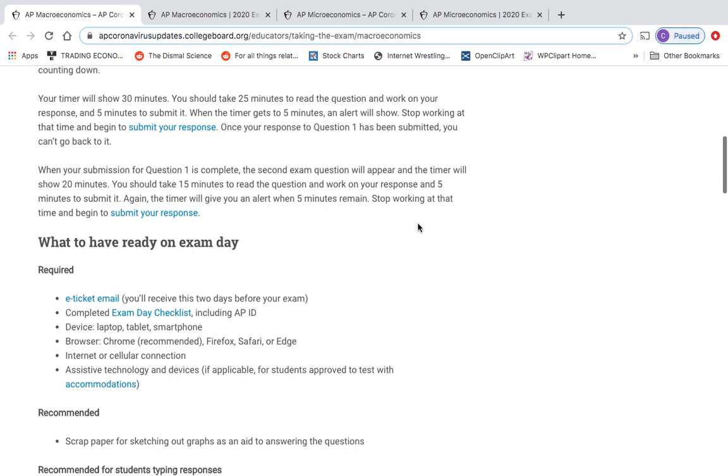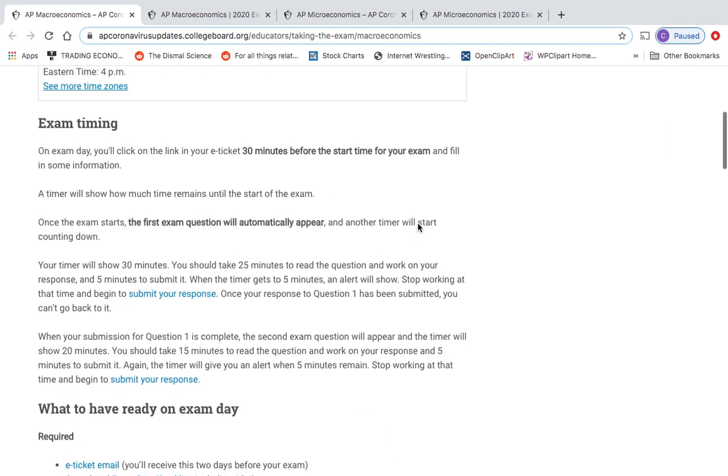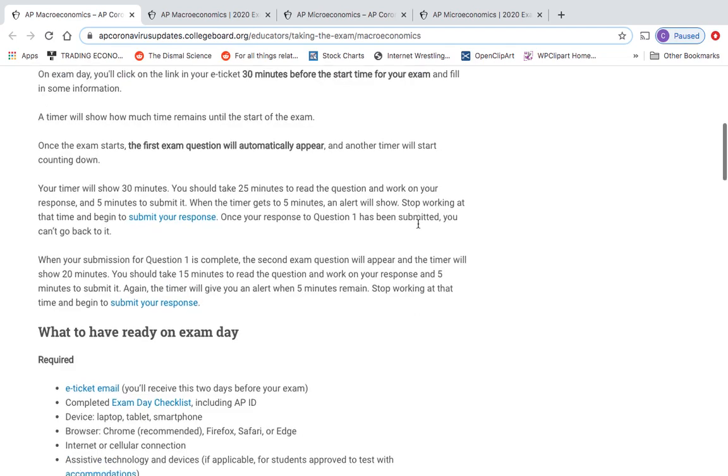While it is an open note type of exam, you don't really have all the time in the world to go searching through your textbook. So you really should have your cheat sheets consolidated maybe into 1 or 2 pieces of paper with all of the graphs and models on them for each exam. So 15 minutes, you work on that second question, and you submit it in that final 5 minutes. The timer's going to give you an alert, you stop working, you submit your response. Seems pretty simple, right? All right, so let's keep going here with the macro stuff.